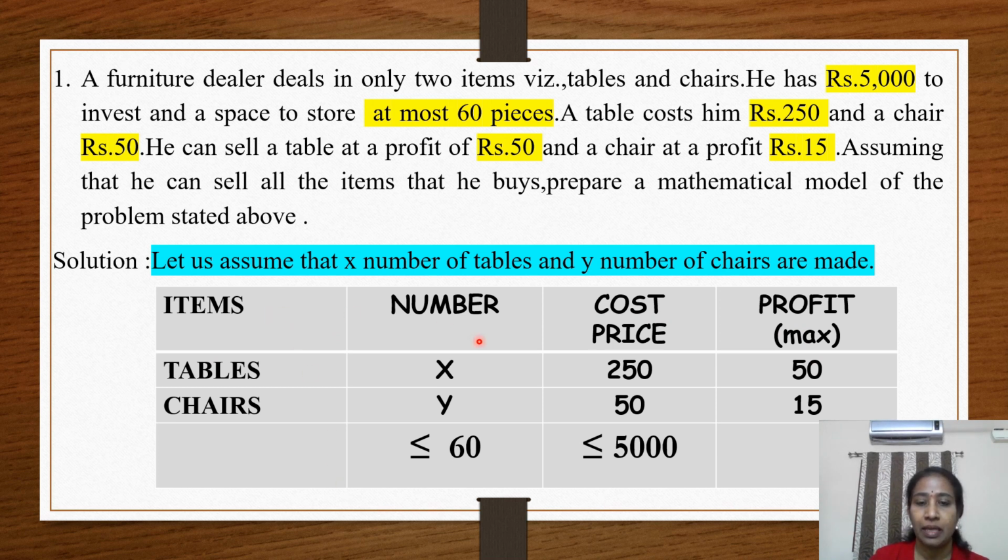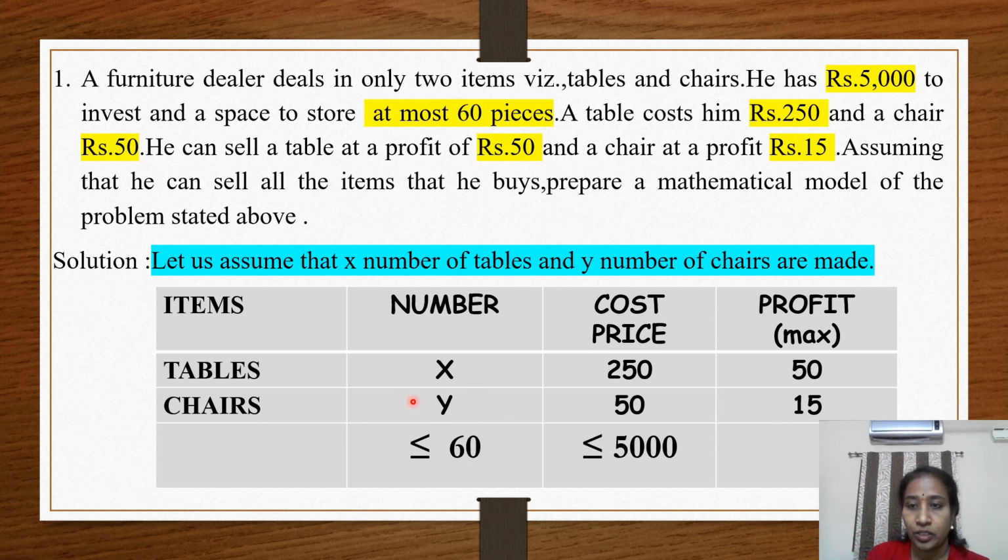So I am preparing the tabular column now. I've written items, number, cost, price and profit. So what are the items we are going to deal with? Tables and chairs. And we have assumed that the dealer is making X tables and Y chairs. So I am writing X and Y here. The cost price of each table is given to be 250, so I write 250 here. And the cost price of each chair is 50, so I write 50 here. Then the profit of each table is 50 rupees and the profit of each chair is 15 rupees. So I have written all this here.